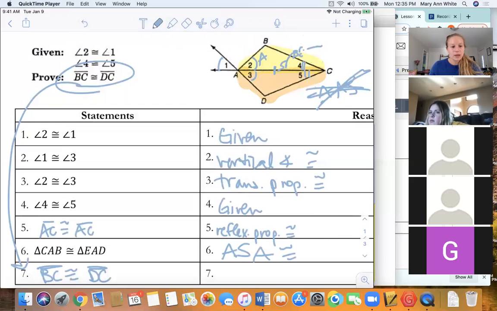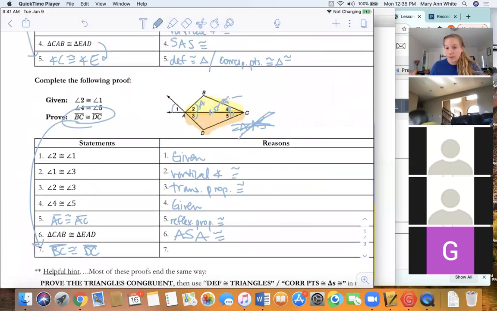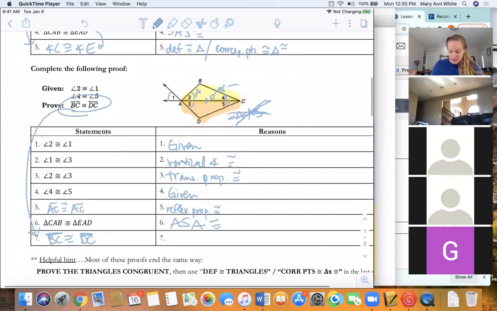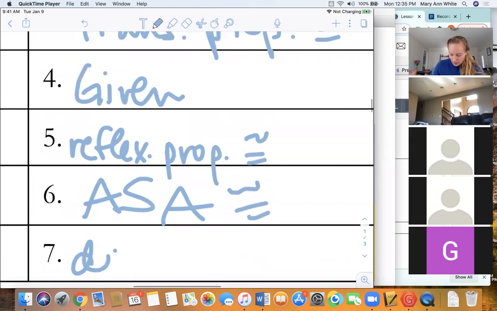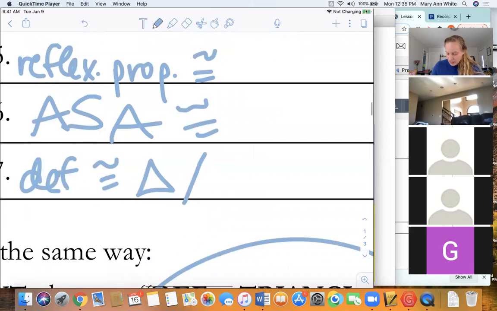Nope, nope, nope. And then my last step is what we just learned today and what we just did on the last step before this. As it says at the bottom, most of these proofs end the same way. So you can either call it definition of a congruent or corresponding parts of congruent triangles are congruent. Either are correct. So make sure you fill whatever floats your boat into your last box.